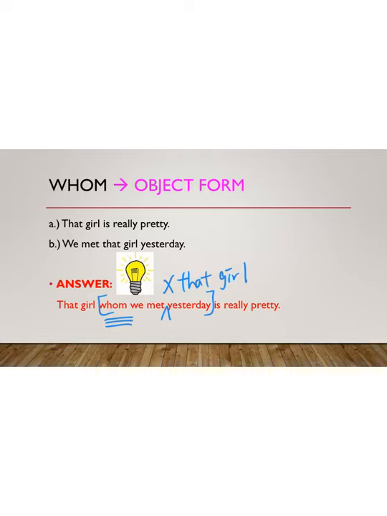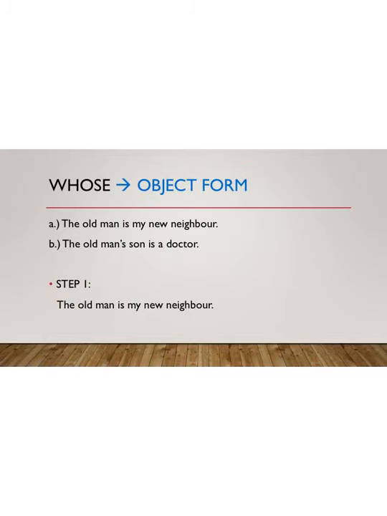Okay, so this is the second relative pronoun when we want to talk about people. Okay, so what about the third one? Do you remember the third one? Here is the third one. Whose. W-H-O-S-E. Whose. Don't misspell this word.